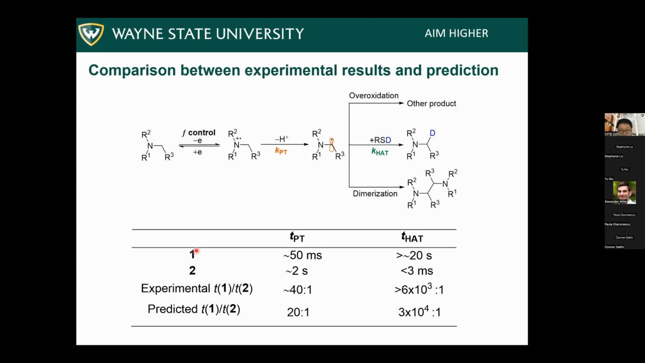It turns out for molecule 1, which is the THIQ, the proton transfer only takes about 50 milliseconds, but the hydrogen atom transfer takes about 20 seconds to complete. But for molecule 2, which is a pyrrolidine, it's about 2 seconds to finish the deprotonation, and less than 3 milliseconds to finish the hydrogen atom transfer. So the experimentally determined ratios are 40 to 1 and larger than 6,000 to 1. It's in excellent agreement with the predictions.